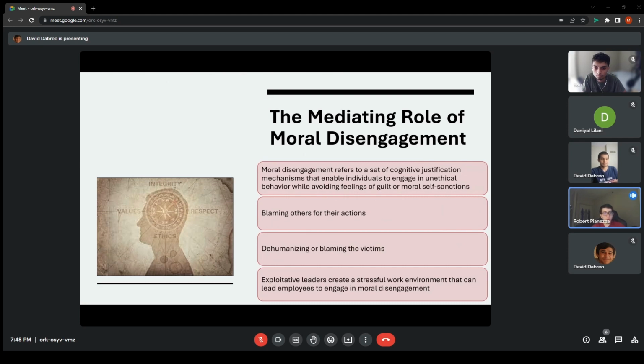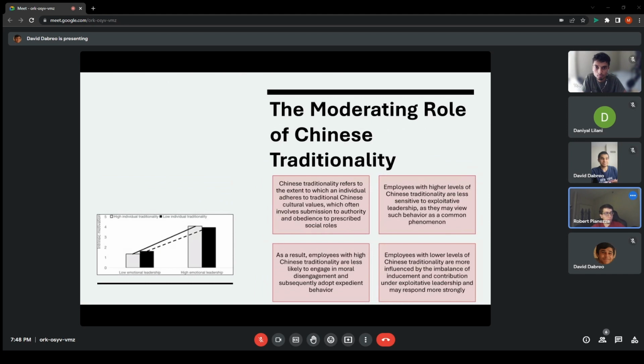The moderating role of Chinese traditionality. In order to better understand the article, here is a definition of Chinese traditionality. Chinese traditionality refers to the extent to which an individual adheres to traditional Chinese cultural values, which often involves submission to authority and obedience to prescribed social roles. People with high levels of Chinese traditionality are more likely to accept and follow the guidance of senior persons and view the chief government official as the head of a household.